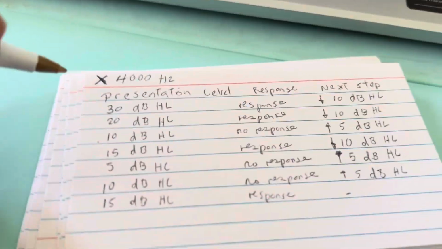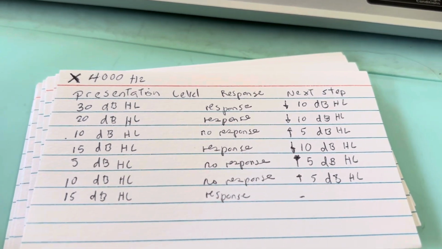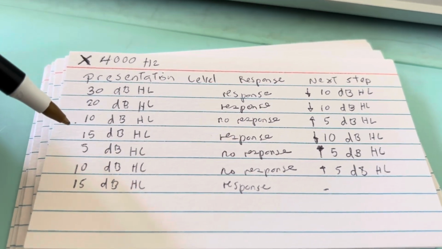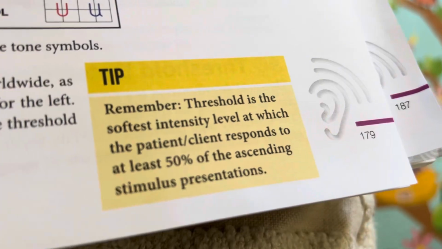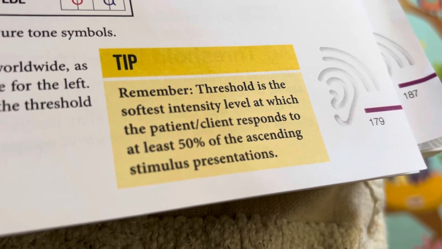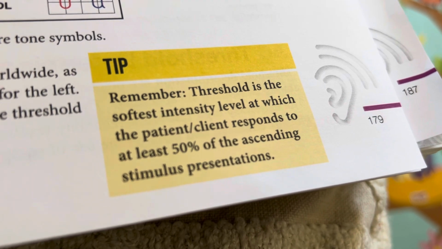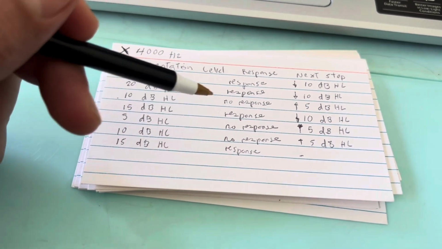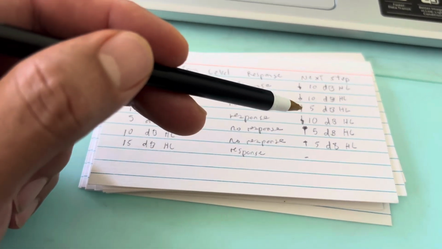Now let's check this. So the definition of the threshold is, let me read it real quick. Threshold is the softest intensity level at which the patient client responds to at least 50% of the ascending stimulus presentation. So as you can see, this would be 15. We have 15 decibel level. There was a response, and it was ascending.